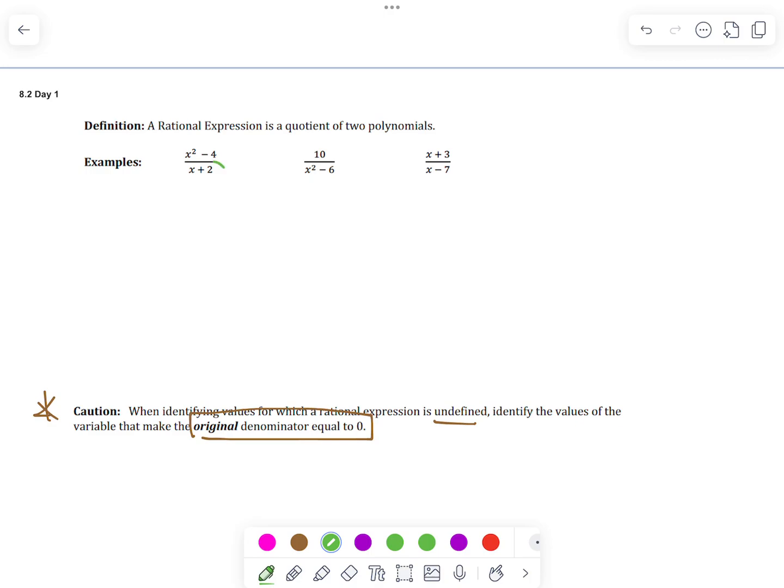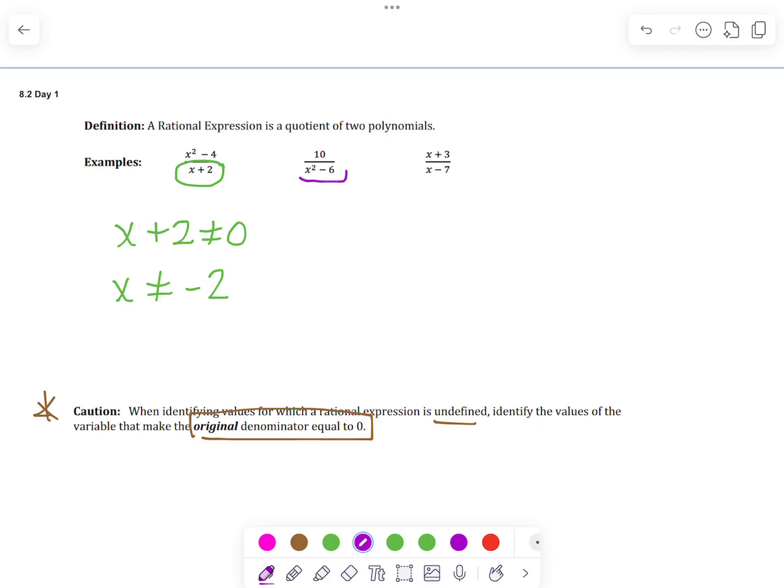So the first one here, if we look at that denominator, what would make that denominator 0? What I like to do is just set the denominator not equal to 0, and then we just solve it for x. So we subtract 2 from both sides. So we do not want x to be negative 2.